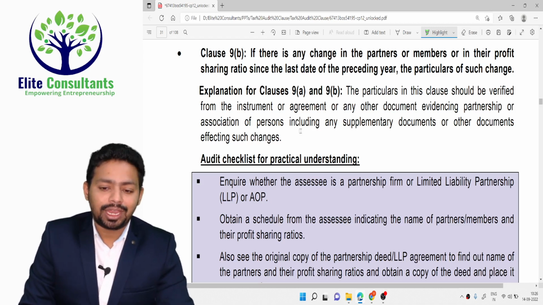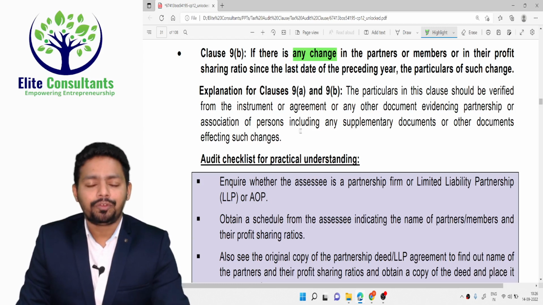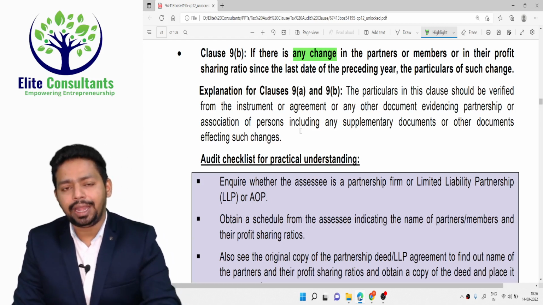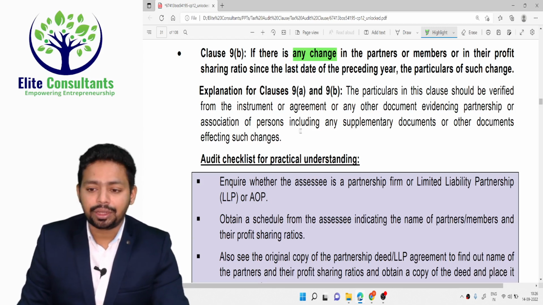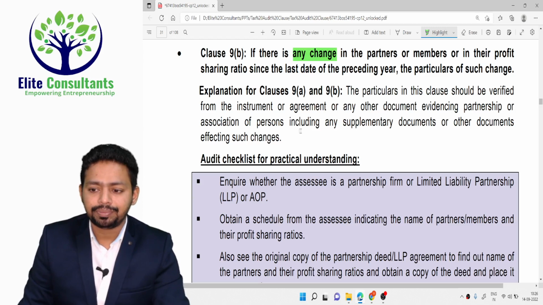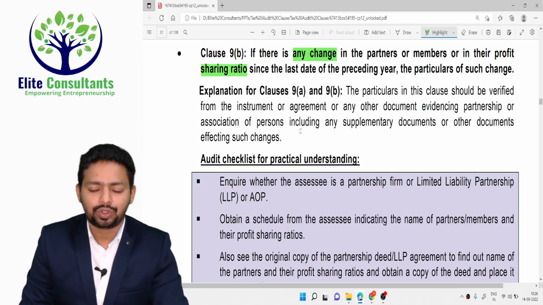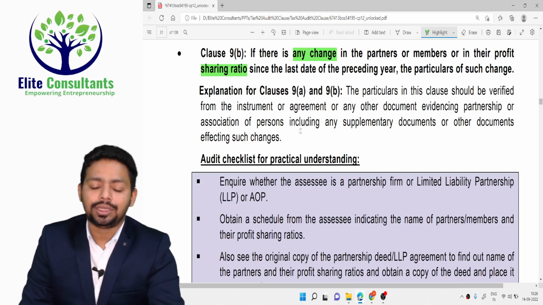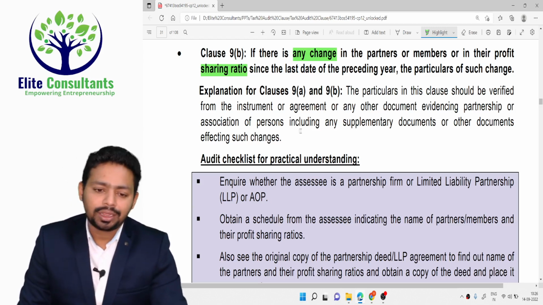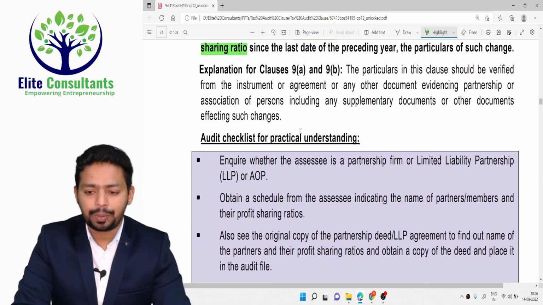And that too, if there is any change that has happened in the partnership firm, that is, a partner has been added or removed from the firm, or their profit sharing ratio has changed. So two changes: either there is a change in the constitution or there is a change in the profit sharing ratio of the firm. Then this particular clause is required, under which you are supposed to do the reporting.